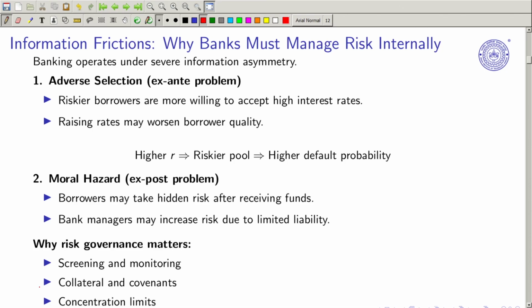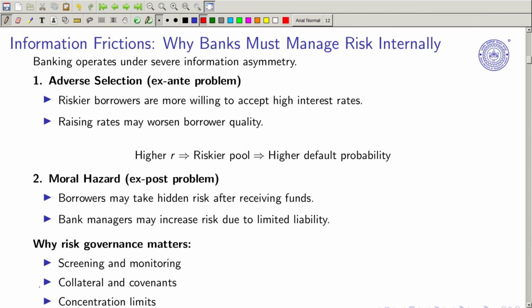Moral hazard is ex post, whereas adverse selection is ex ante. Borrowers may take hidden risk after receiving funds, right? In the case of social security, especially pay-as-you-go, social security models are quite popular. So you have pay-as-you-go, and then you have mandatory savings, right? In mandatory saving, this is also one of the reasons for moral hazard, that sometimes the pension authority may invest in some risky investments. As a result, they may not give that much return but attract a lot of risk.